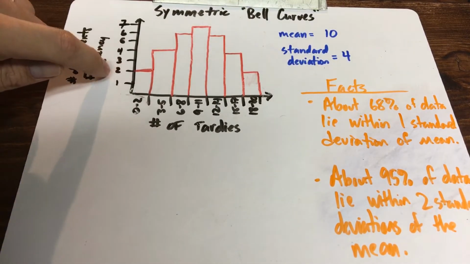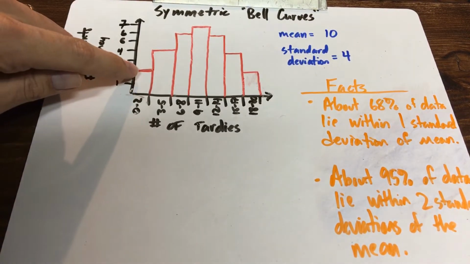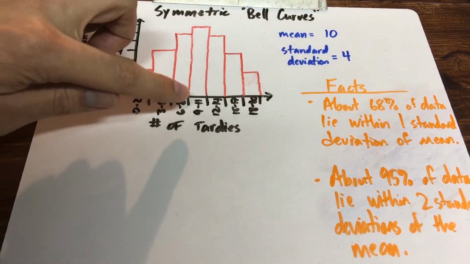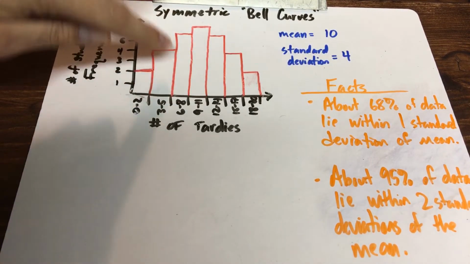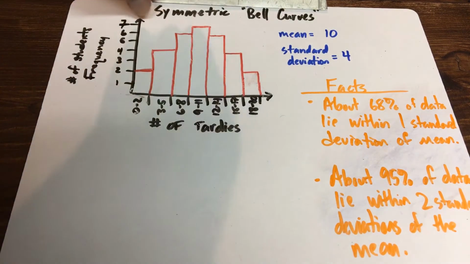So you can see we have 2 kids who had no tardies all the way up to 2 tardies. Our highest bar is right in the middle, 9 to 11 kids, or 9 to 11 tardies. We've got 7 students who had 9 to 11 tardies, right? And you can kind of see how it looks.